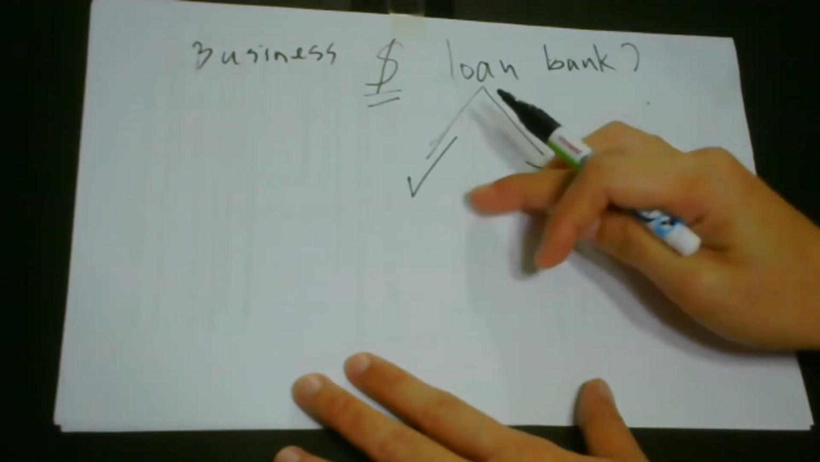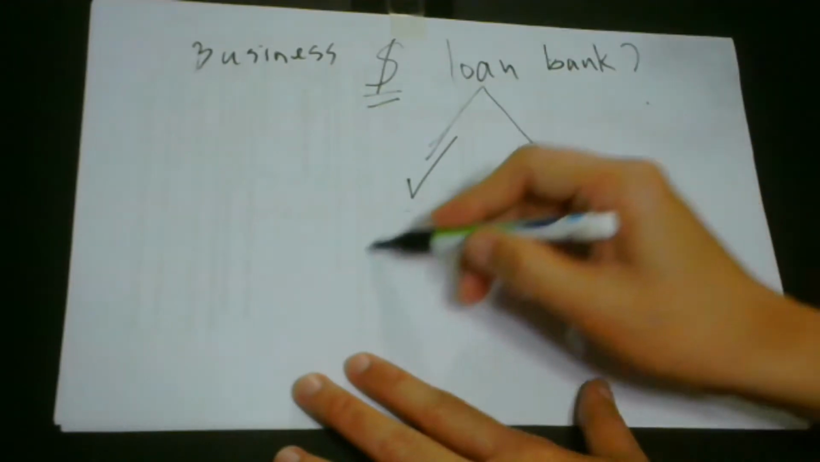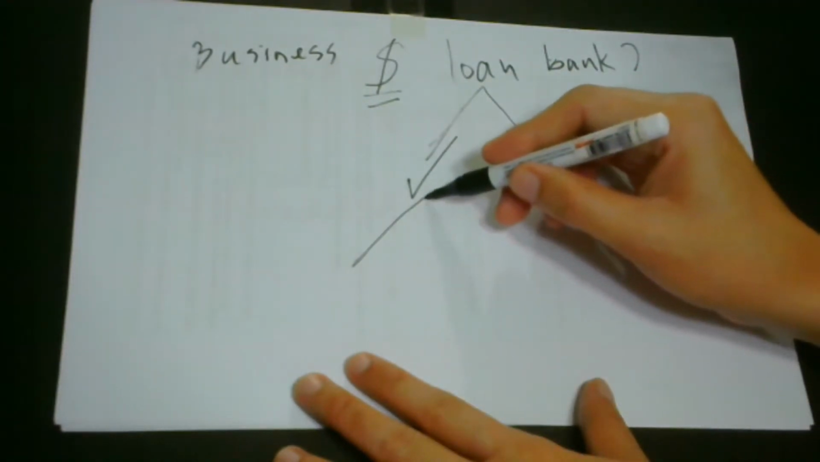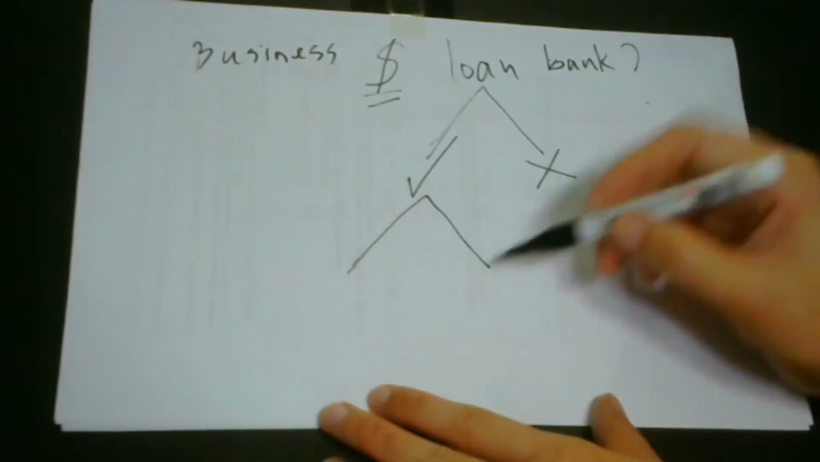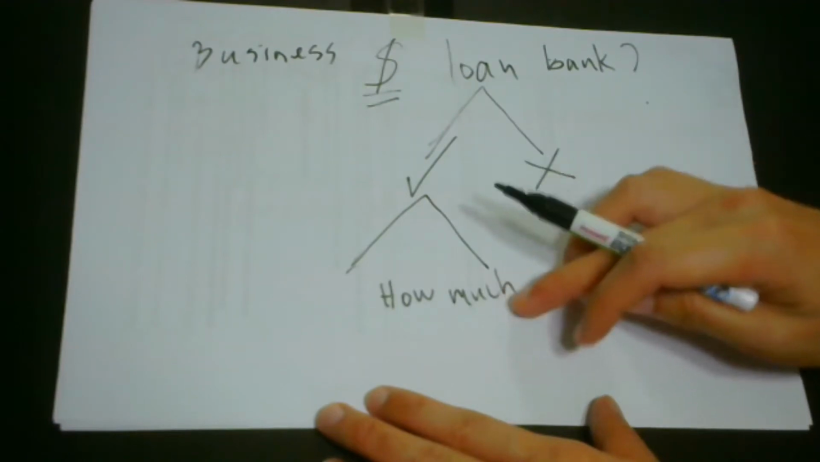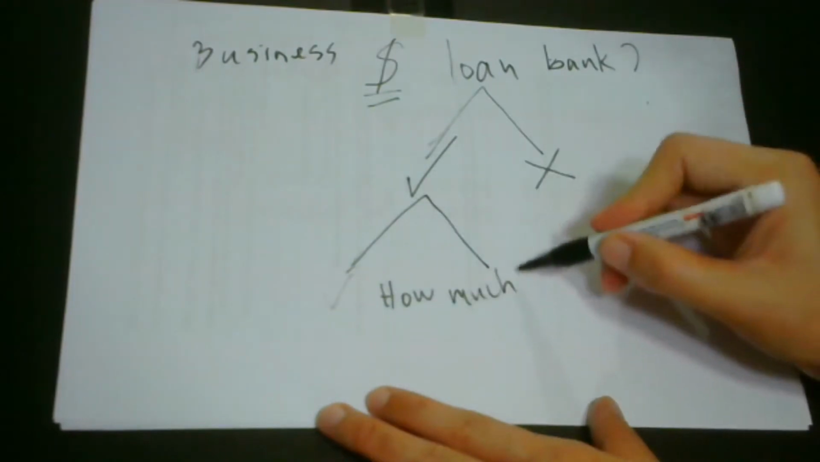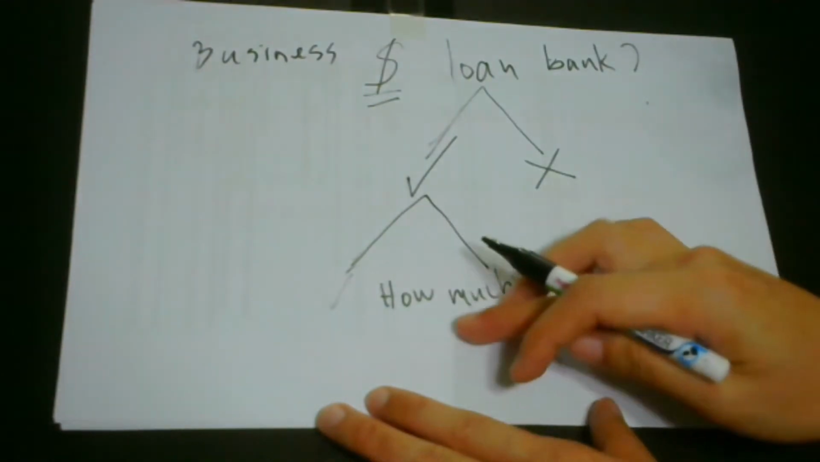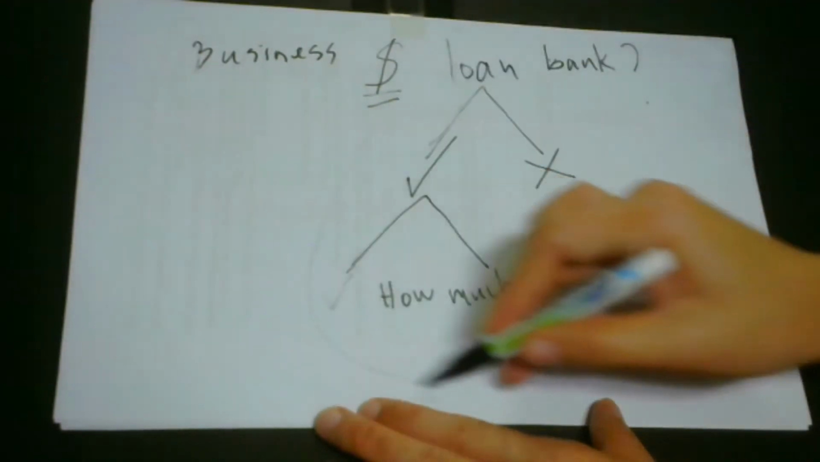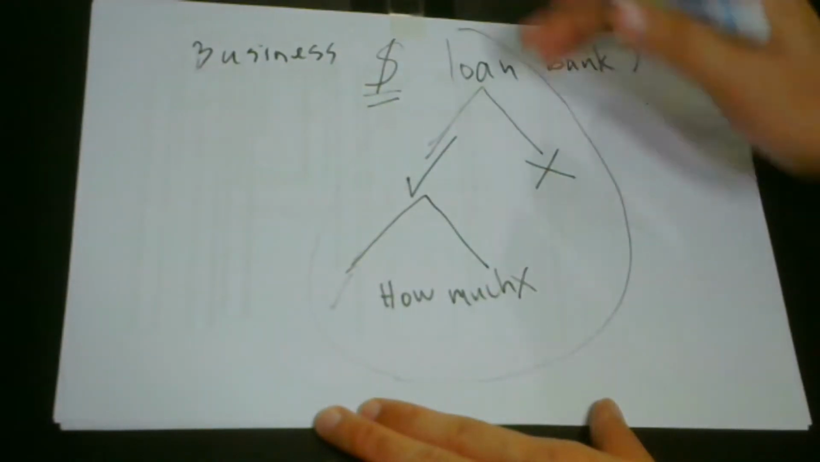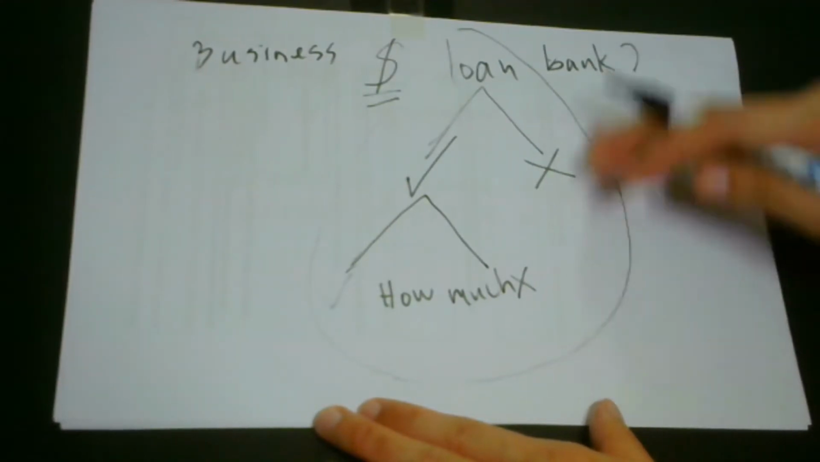So when the bank says yes to your loan application, it also has to make more decisions. For example, it may decide on how much, and when this how much is decided, it may also grant you or it may not grant you the certain amount that you would like to loan from them. So this is just a very simple illustration of how a decision can be made by a certain institution, for example, in this case, a bank.